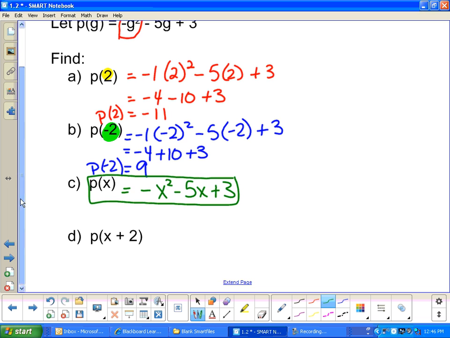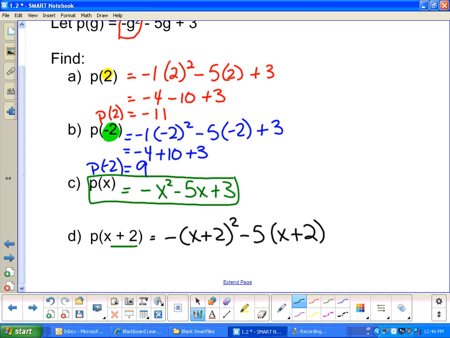D is a lot more involved, because I'm going to have to substitute the entire expression of x plus 2 into the equation. So I'm going to say it's a negative (x plus 2) squared minus 5 times (x plus 2) plus 3.